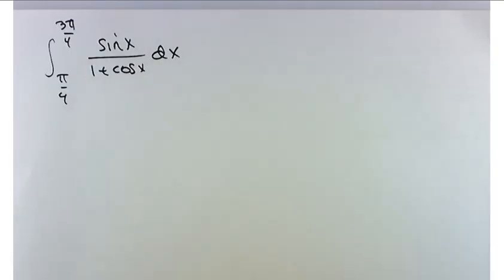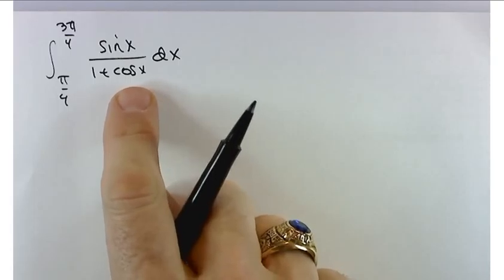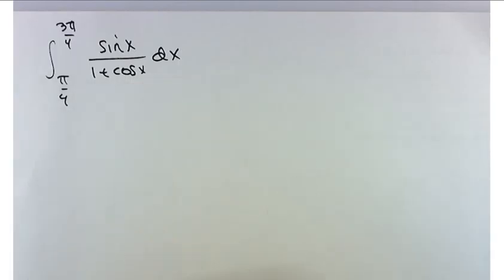Other suggestions? Split up the top and the bottom. I would assume that you'd have to rewrite 1 plus cosine x. If this was a cosine squared, you might be able to start thinking about a Pythagorean theorem, but it's not a squared there. So it's a good thought, but Kurt, think you had an idea?